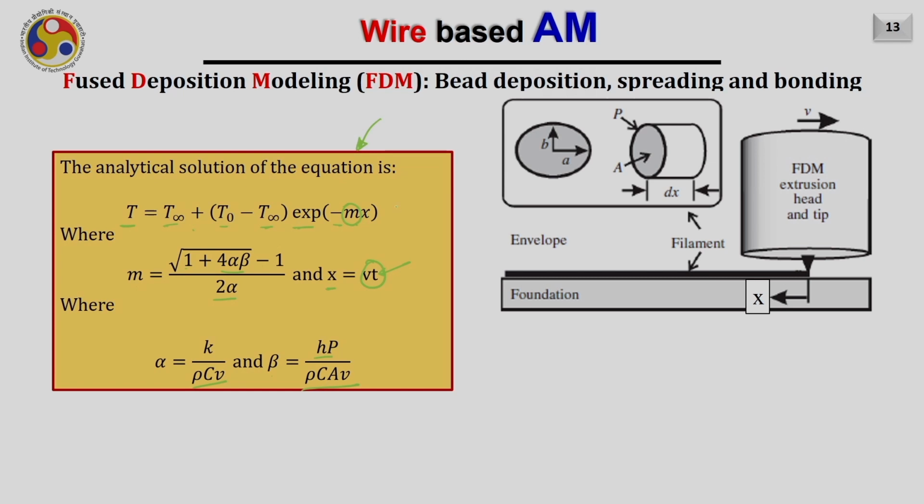So now, using this equation, you can find out the temperature at any location. Of course, the temperature will be very high at this location, and as you go away, the temperature keeps on reducing, and the temperature will be at room temperature at infinity. This equation was obtained by applying those two boundary conditions: at x equals 0 the temperature is equal to T naught, and at x equals infinity the temperature is T infinity, that is the room temperature.